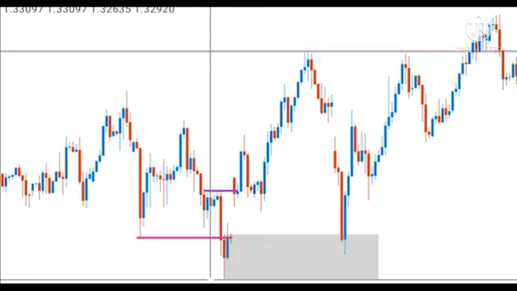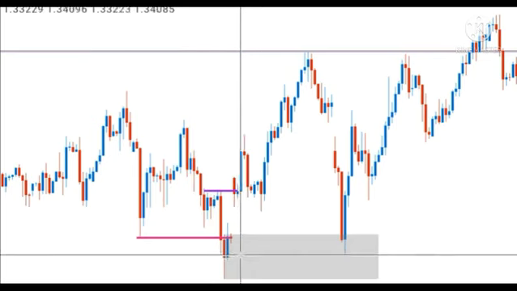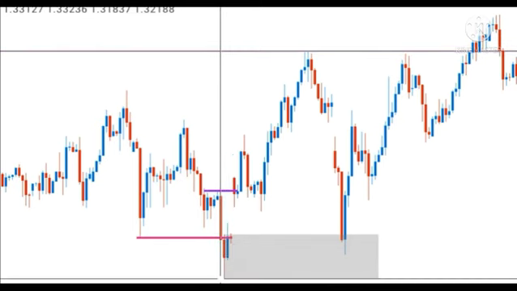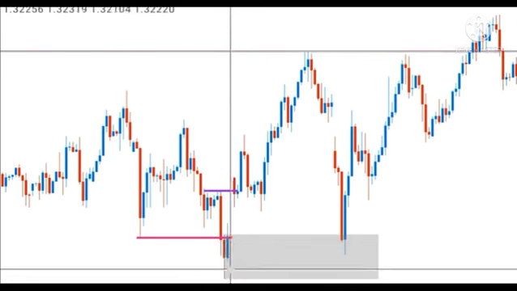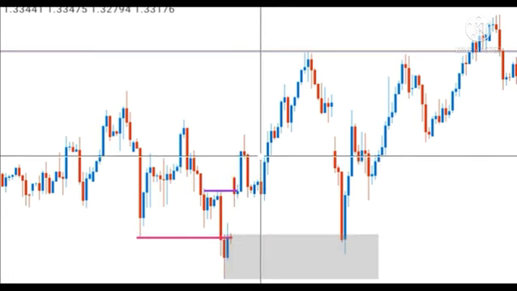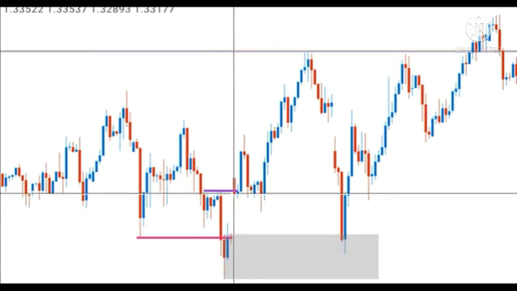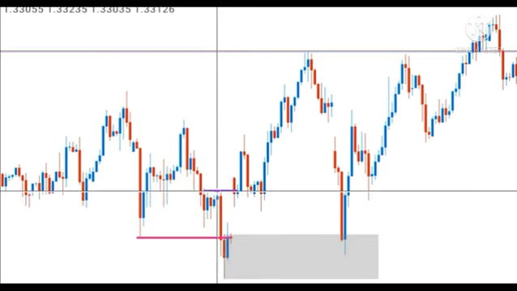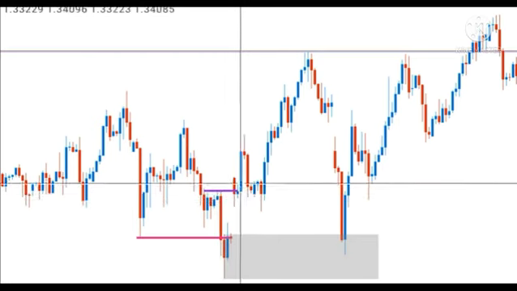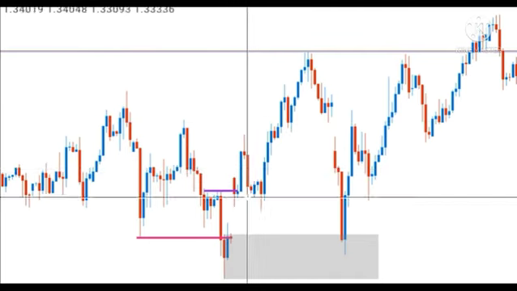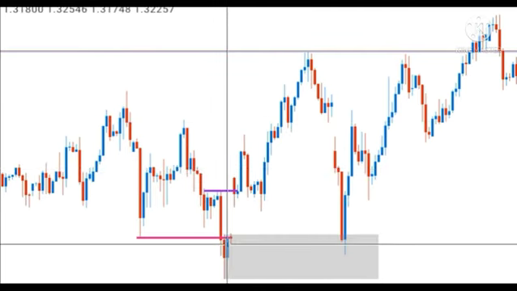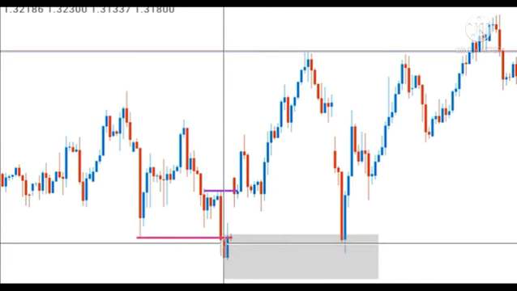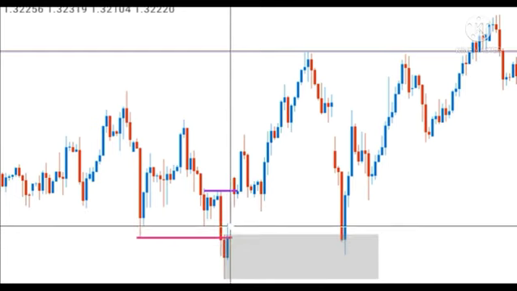Look at this. Price came down. Market makers grab liquidity here with this one red candle. Immediately after they grab liquidity, price rallied up to break the structure here. Look at the structure here, the purple horizontal line. It broke the structure there to go up. Now, this red candle becomes our order block. It's a high probability order block.